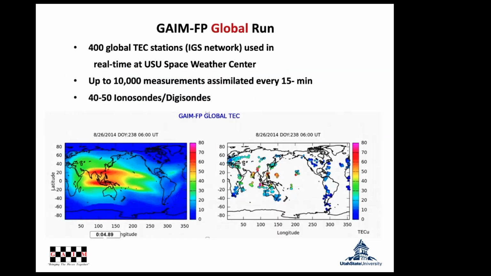After the GAME full physics model was ready for continuous real-time runs, it was installed at the USU Space Weather Center. This figure shows a snapshot of a GAME full physics global run. Approximately 10,000 slant TEC measurements were assimilated every 15 minutes. In addition, bottom-side electron density profiles were also assimilated from 40 to 50 Ionosonde/Digisonde stations. The left panel shows a snapshot of the GAME full physics specification, in this case vertical TEC, and the right panel shows the corresponding data.